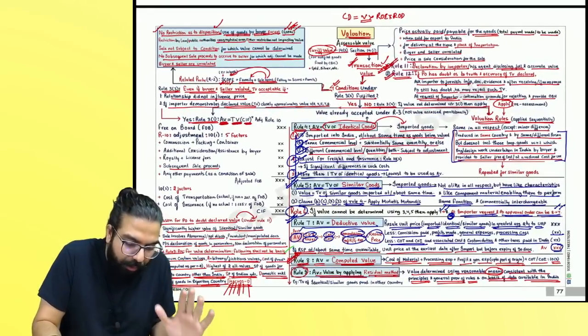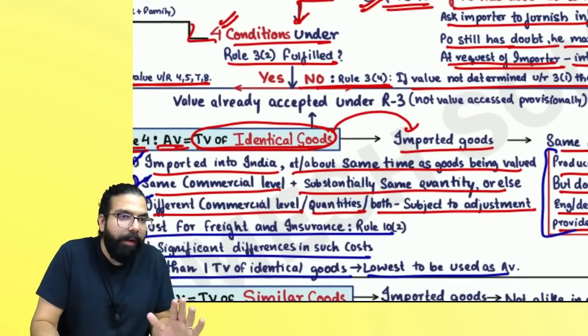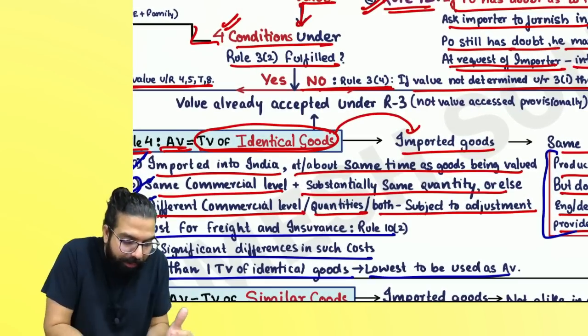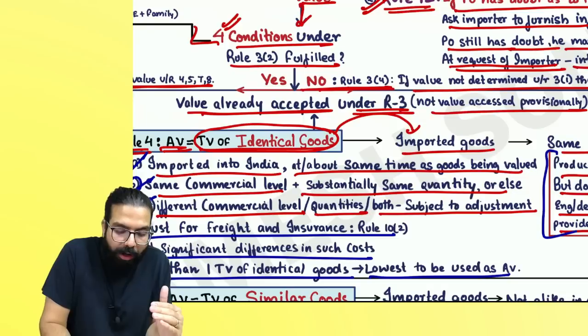People, listen to me very carefully. Whenever the officer is taking rule number 4, rule number 5, the value of identical goods, he will take the value which is already accepted under rule number 3 and not assessed provisionally.